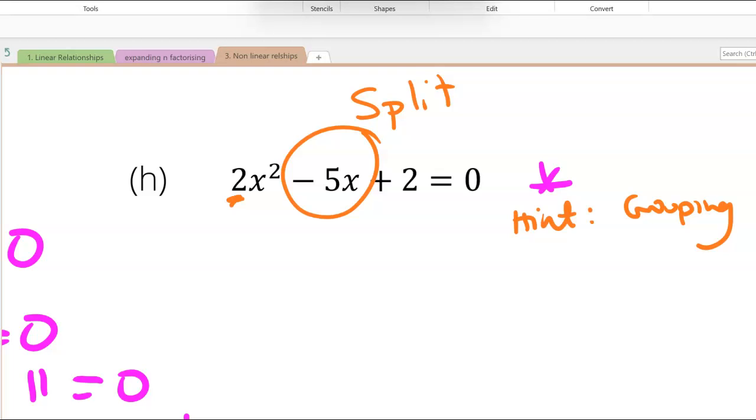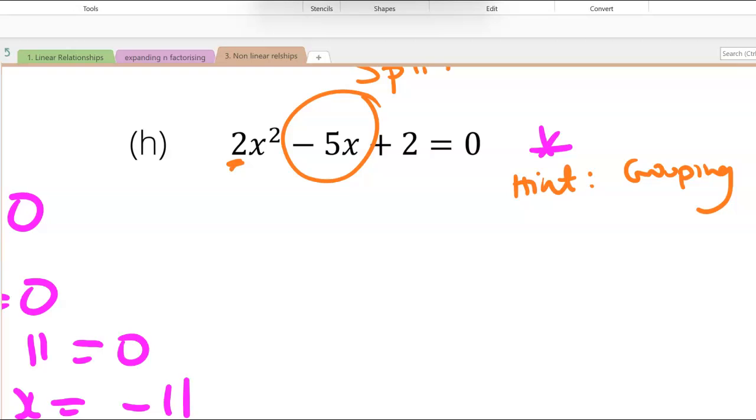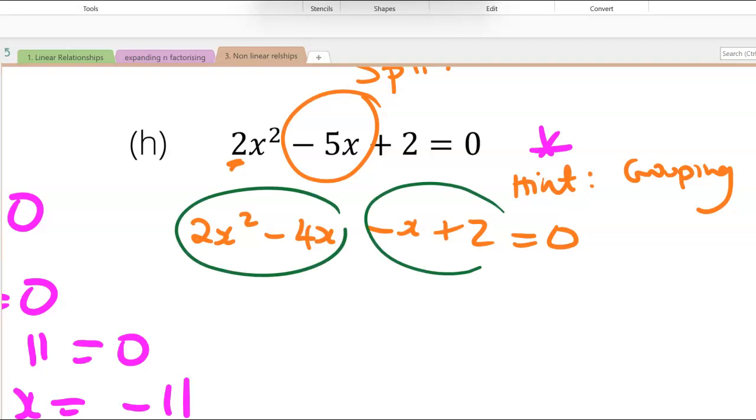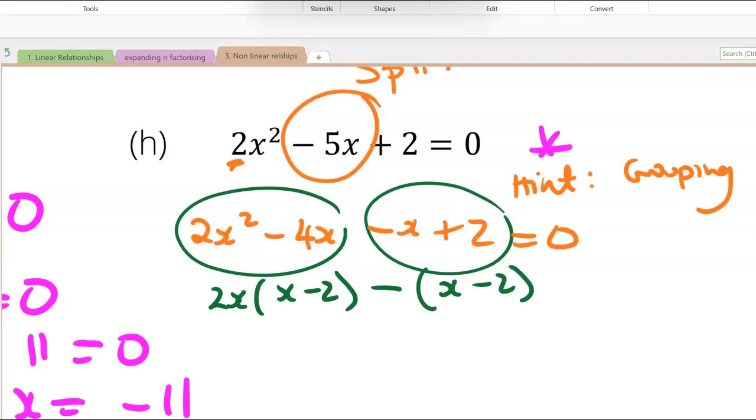So, for example, if I were to split this, I could suggest maybe a take 4x, take x plus 2. And there's my two groups. We could group that pair and group that pair. So we would take out a 2x. And then we could take out a negative x take 2. And so you've got x take 2 and 2x take 1.